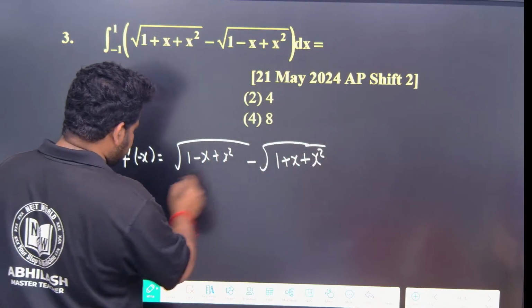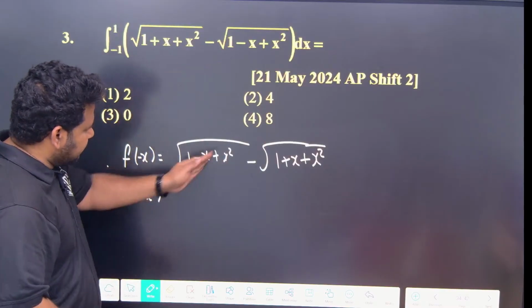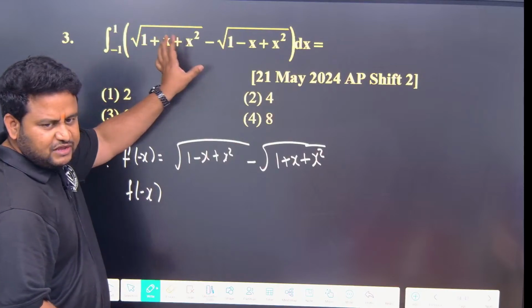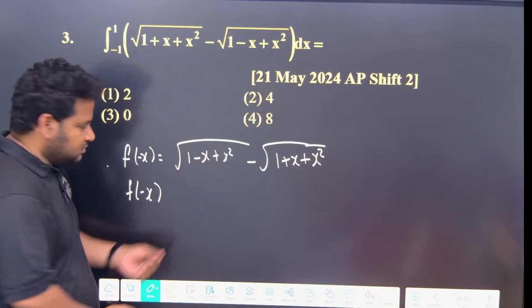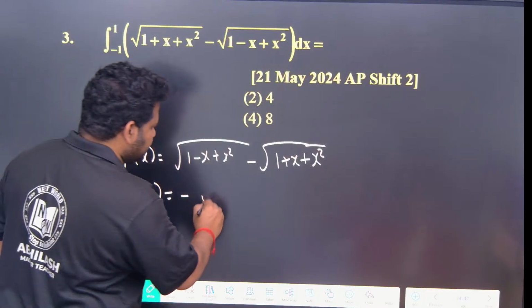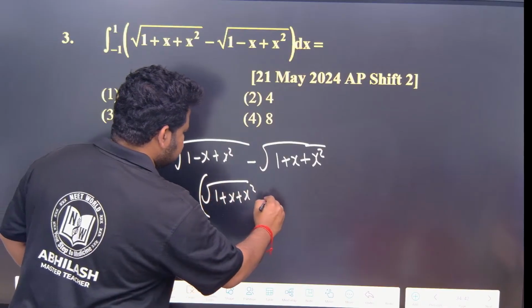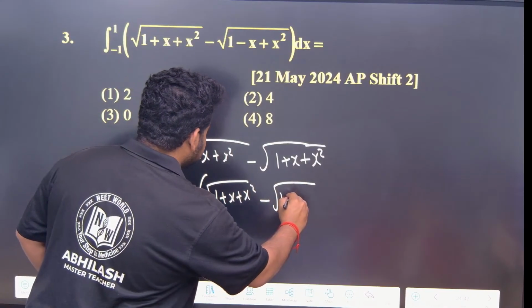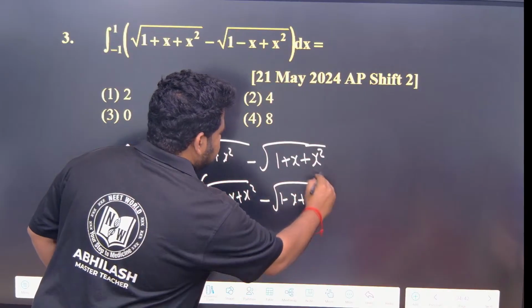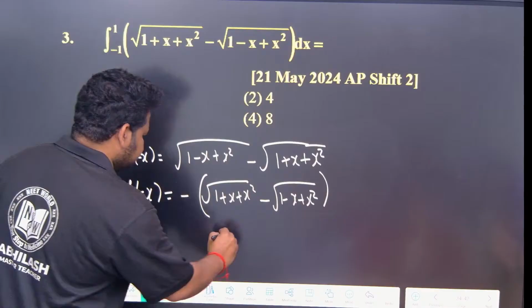Now this is f of minus x. I want it in the same form as f of x. I'll take minus outside. So if I take minus outside, this will become minus, 1 plus x square within the bracket, minus the square root of 1 minus x plus x square. This is nothing but the same as this, that is f of x.